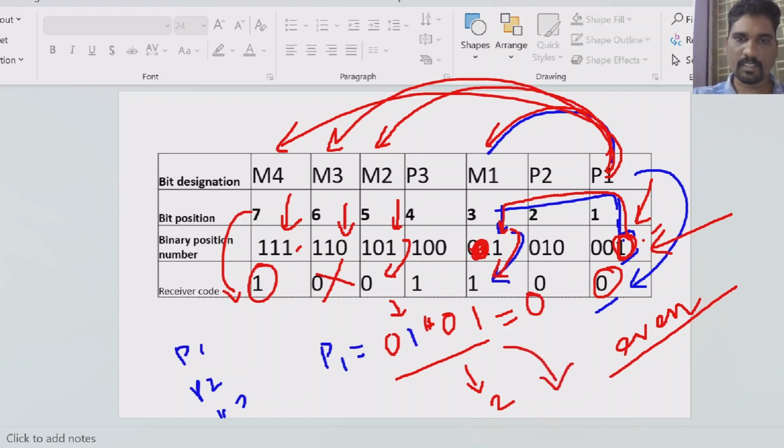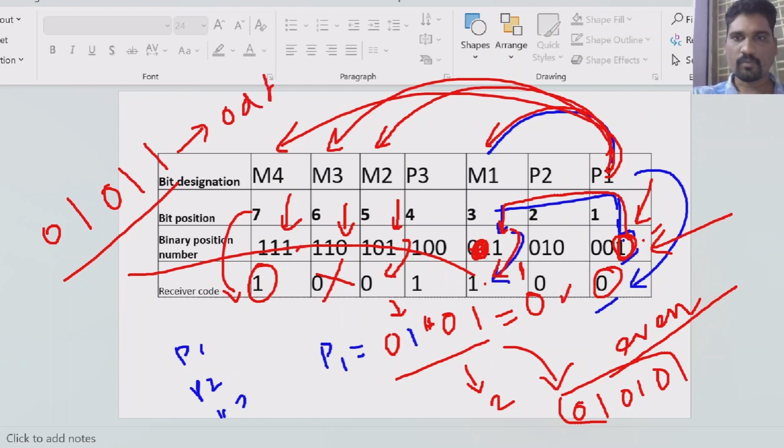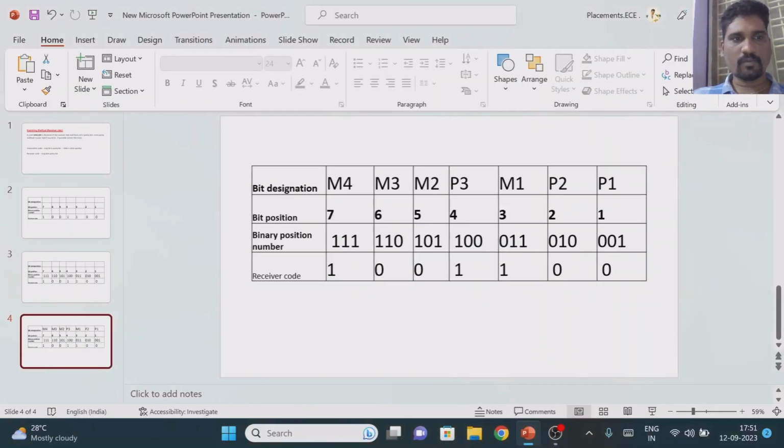If you place 0, it will look like this: 0 1 0 1 0. Again it is an even number. Suppose instead of 0 here you write 1, then 0 1 0 1 1. Now this becomes an odd number because there are 3 ones. So the output should be 0. Now remember the P1 value we obtained: 0 is the P1 value we obtained. Just remember that the P1 value we got is 0.